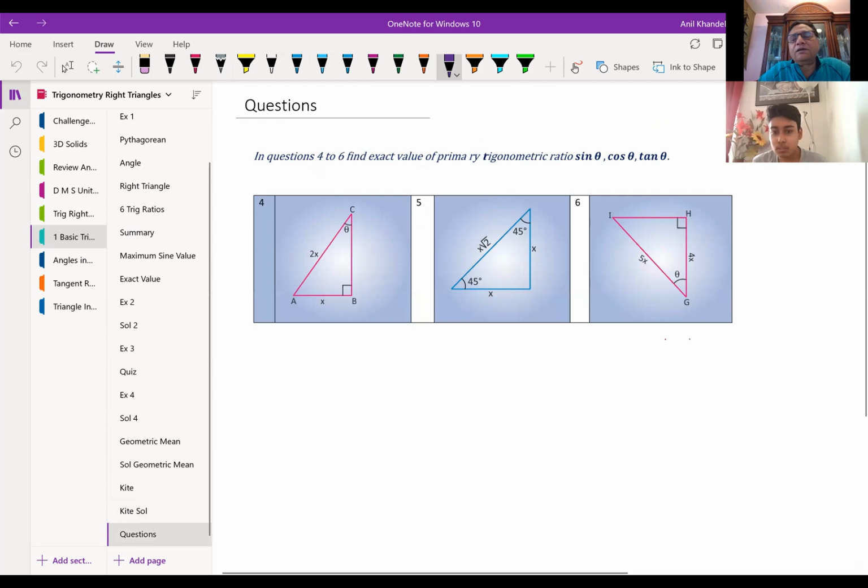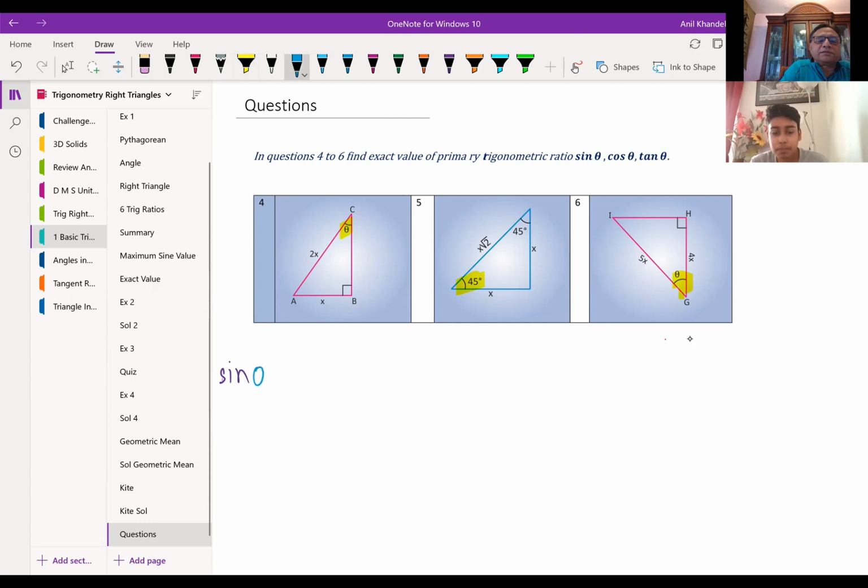Okay, we come to an end of our lesson today. So what I did here is just for your practice. Here we have three triangles. All three are right angle triangles, correct? So for questions 4 to 6, find the exact value of the primary trigonometric ratios. What you need to do here is, for each one of them, find the sine of angle theta. I mentioned angle theta. Do you see that angle theta is here? In this case, it is 45 degrees, so you can take theta as 45. Is it okay? All right.